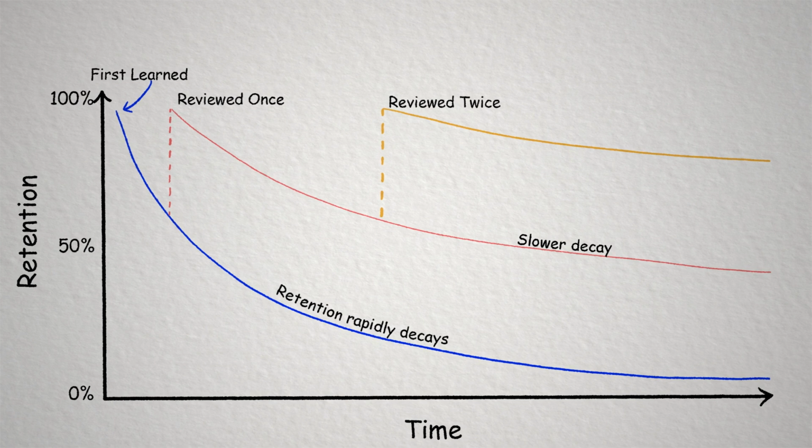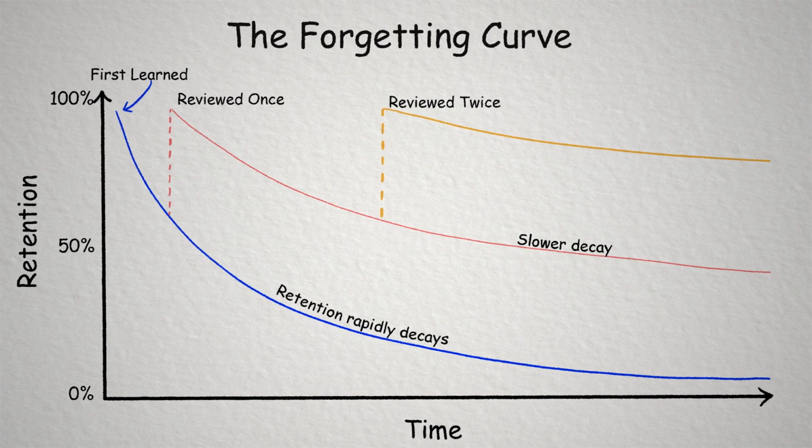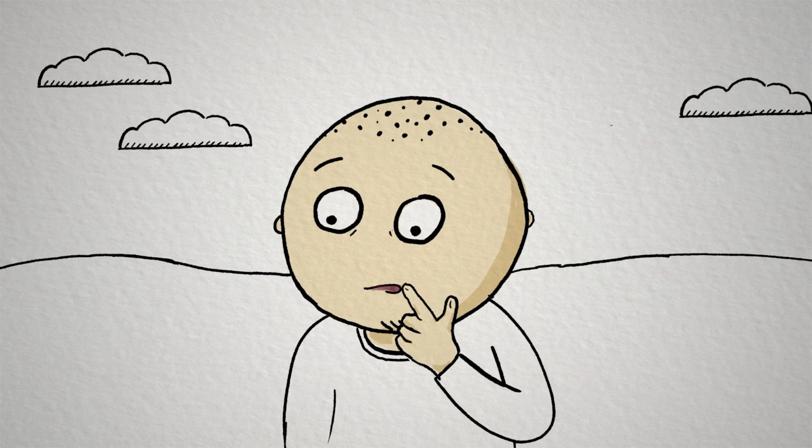After successive reviews, this rate of decay continues to shrink until you can hold on to that piece of information for years without needing to refresh your memory. This is known as the forgetting curve, and it only seems to work if you space out your reviews at specific time intervals rather than trying to cram the information all at once. But how do we know when we need to review some information?